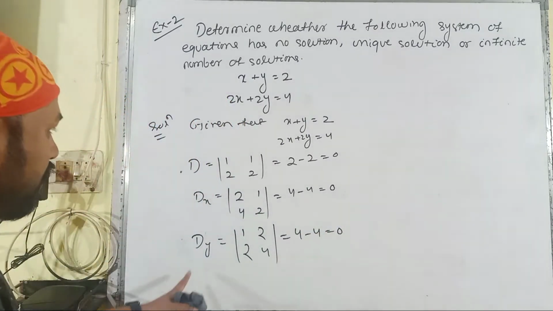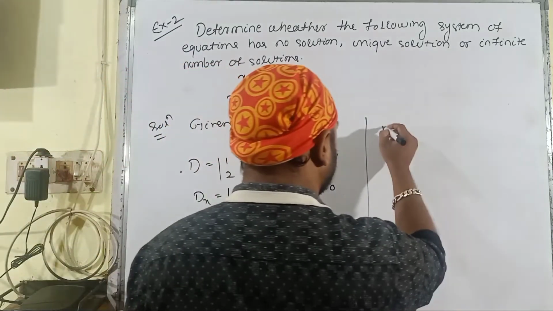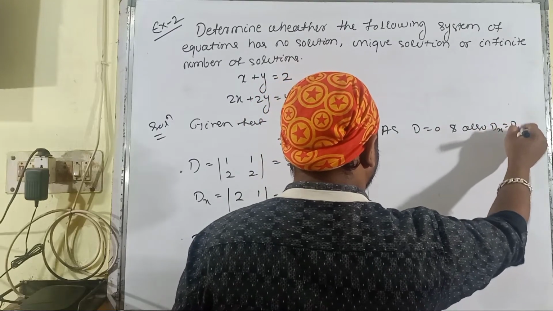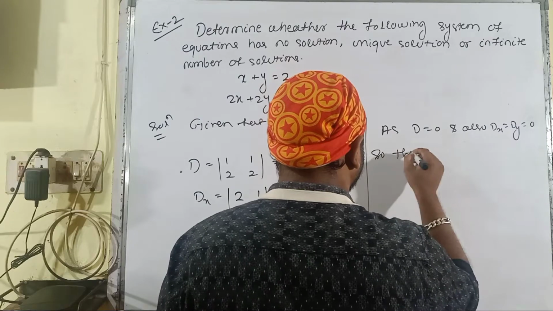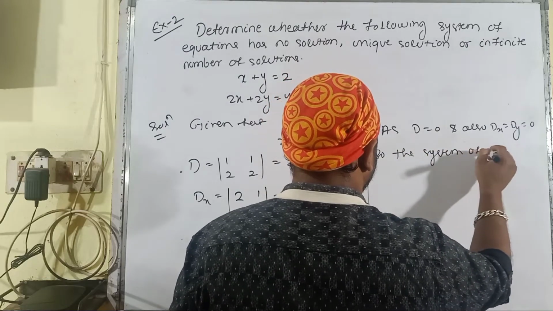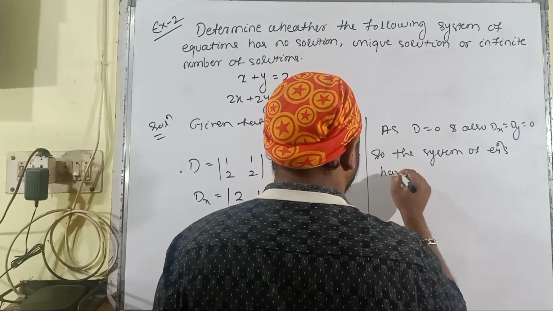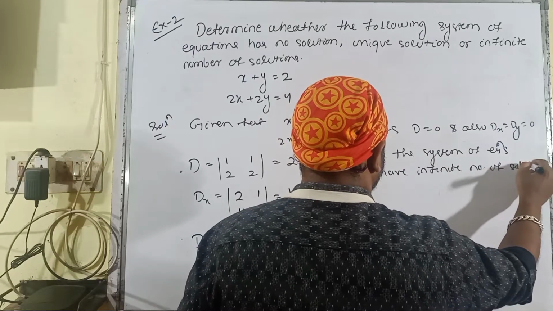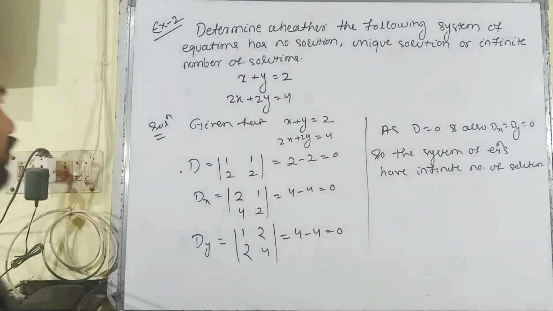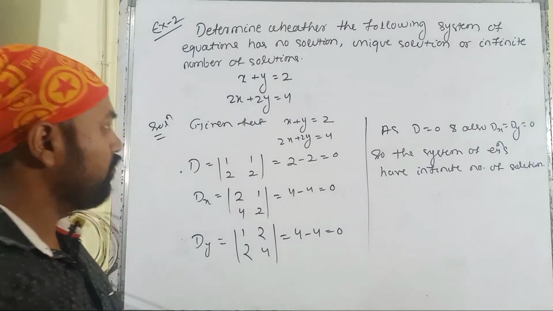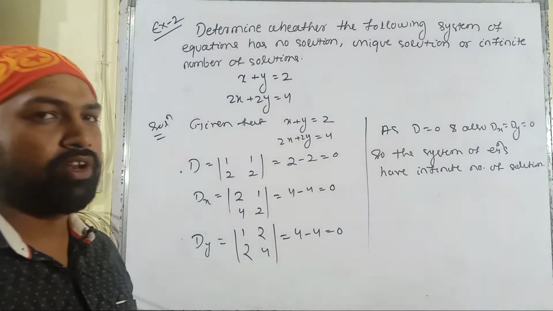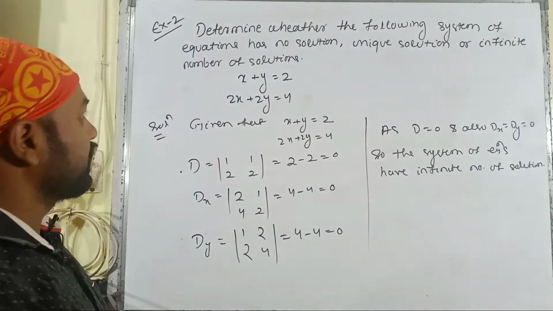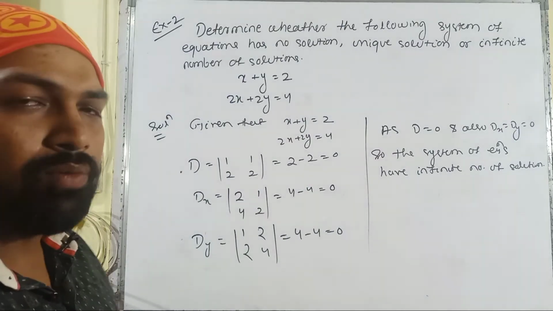We are getting all the values equal to 0: D is equal to 0 and also Dx is equal to Dy is equal to 0. So the system of equations has infinite number of solutions. Then moving to example number 3, here we are going to determine whether the following system of linear equations has one solution, no solution or infinite solutions. We have just discussed 2 examples here. Let us go through example number 3.